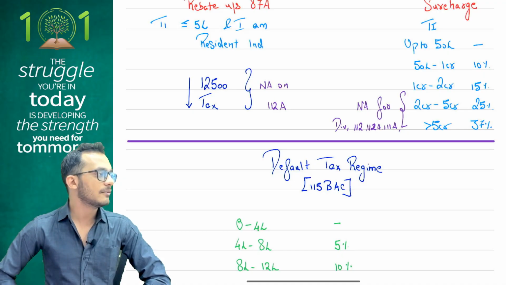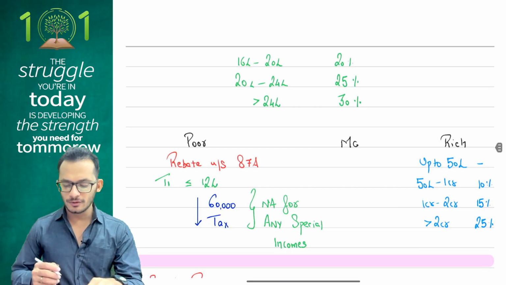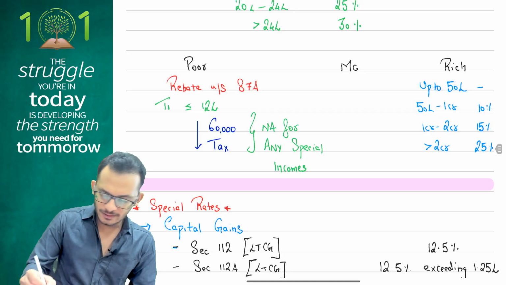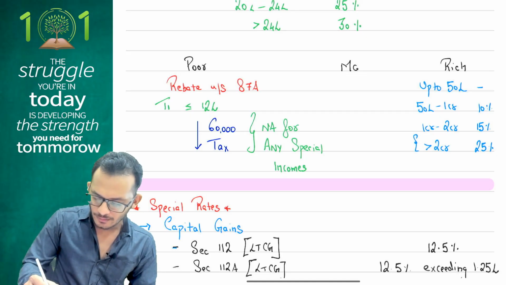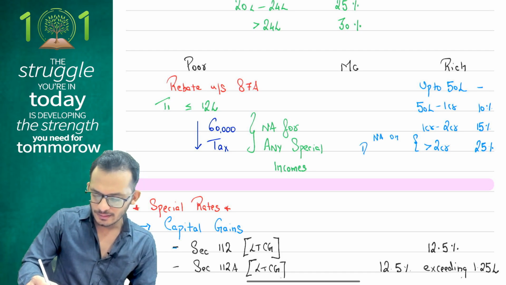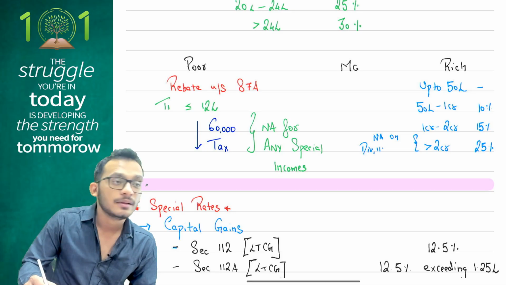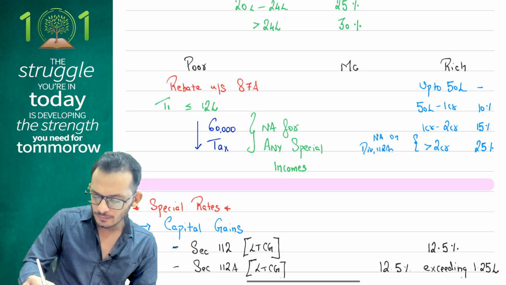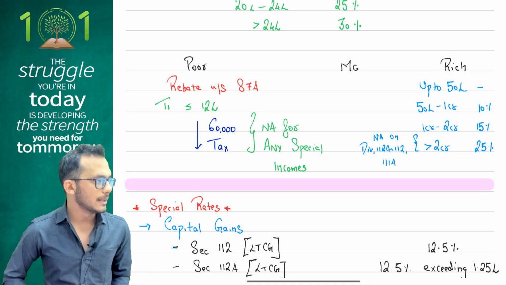Do we have any 5 crores? No, we end up at 2 crores and we leave it here. Again, the same rule, when it comes to 2 crores, it is not applicable on dividends, 112A, 112 and 111A. Maximum surcharge is 15%.